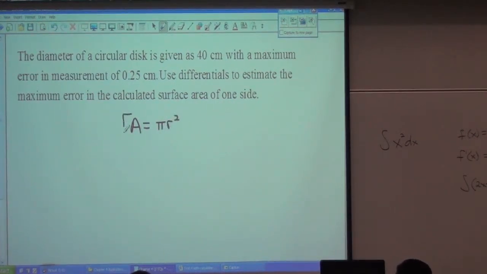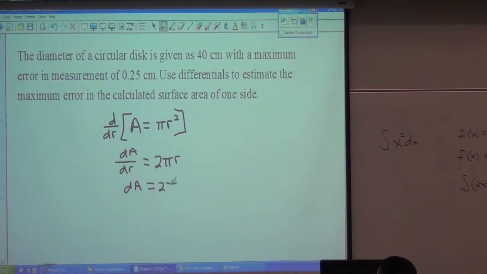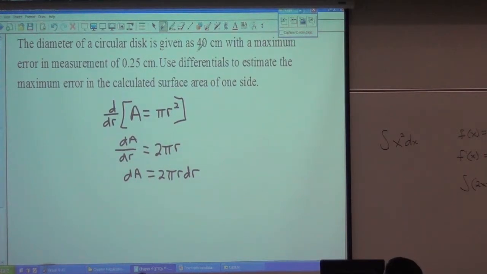The way I worked this out on my key is I took the derivative with respect to the radius. And I got the change in A with respect to the radius would be 2 pi r. Then I cross multiplied by the dr. So the possible change in the area is 2 times pi times the radius times the change in the radius. But then, if the diameter is 40, I said the radius would be 20.